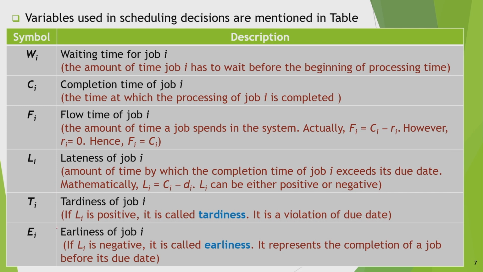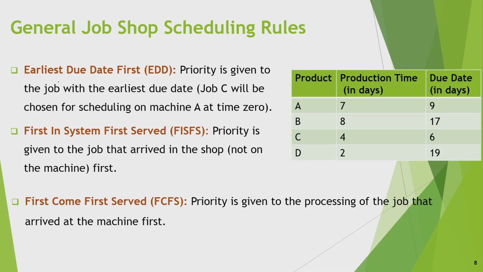So Li can be either positive or negative. If Li is positive, then this is called tardiness. It is a violation of the due date. And if Li is negative, that means the completion time is less than the due date, and it is called earliness. It represents the completion of a job before its due date.